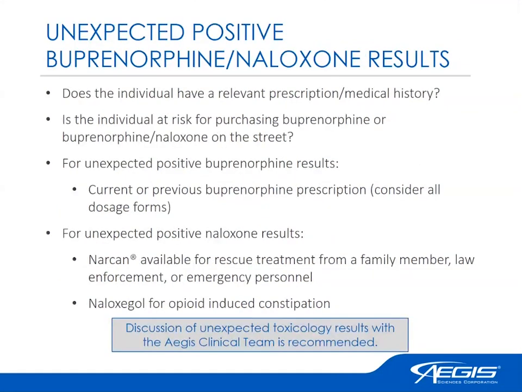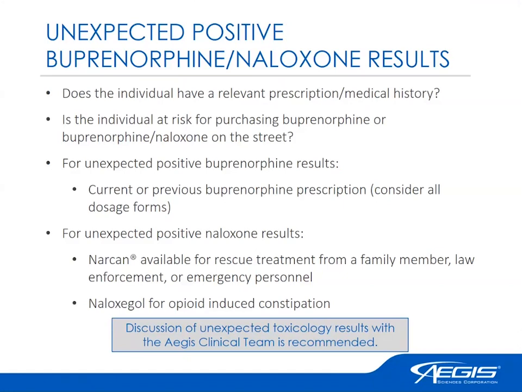In summary, let's walk through the main considerations with unexpected results. If a patient has an unexpected positive result for buprenorphine and/or naloxone, do they have a current prescription or possibly an old prescription at home? Remember to consider all the dosage forms that we talked about and how some may have unexpectedly longer periods of detection. Is the patient at risk for purchasing buprenorphine on the street? Some buprenorphine prescriptions are diverted and sold on the street.